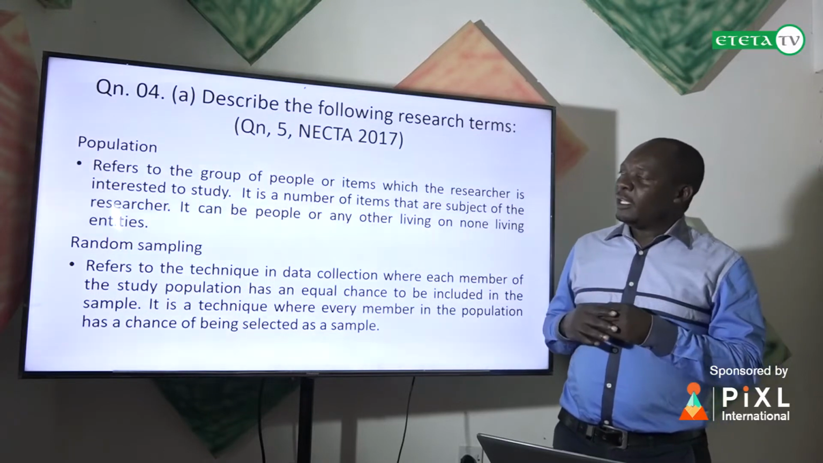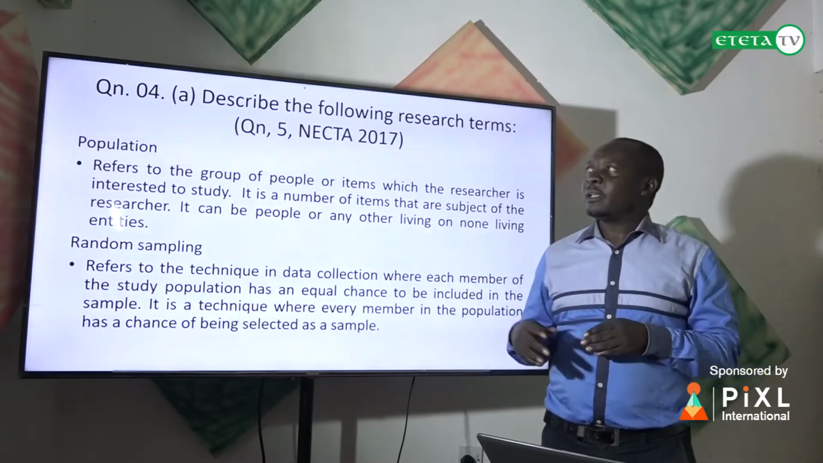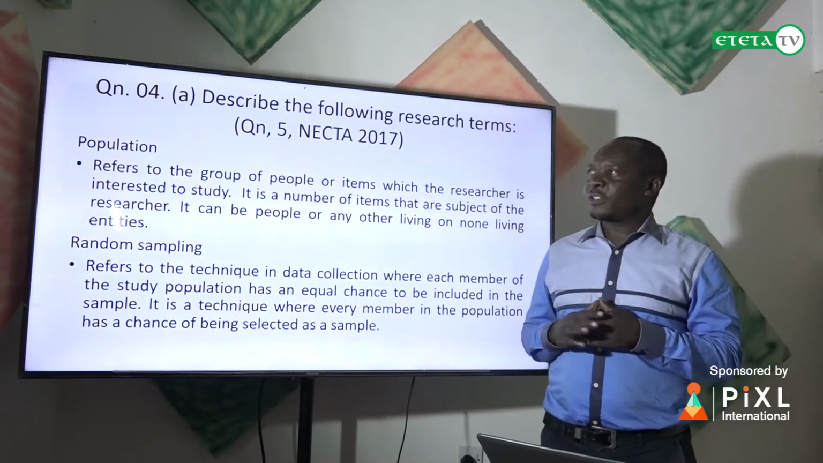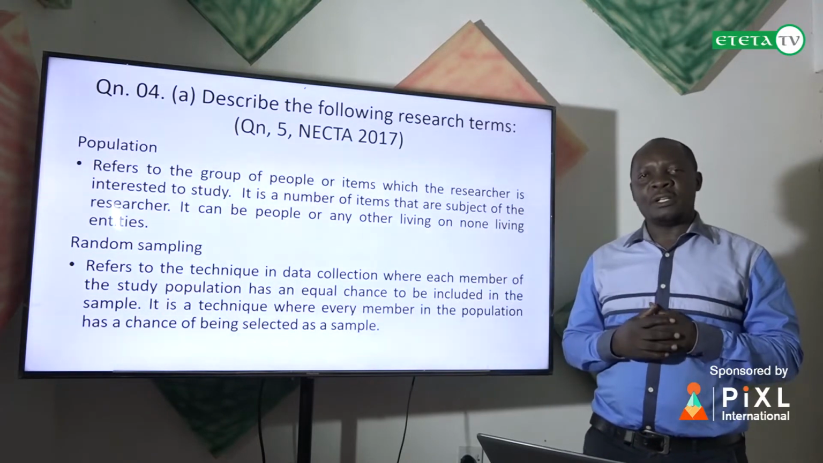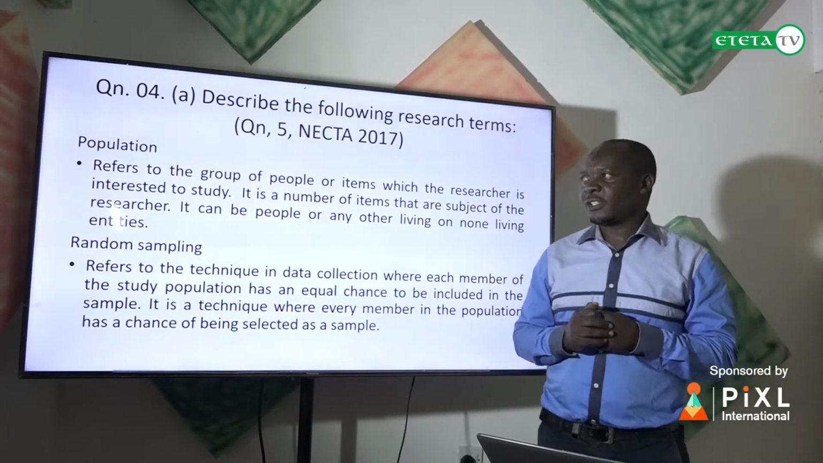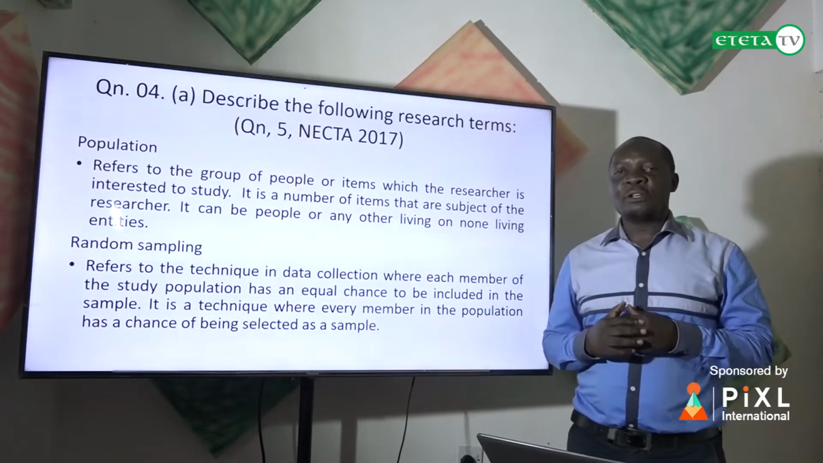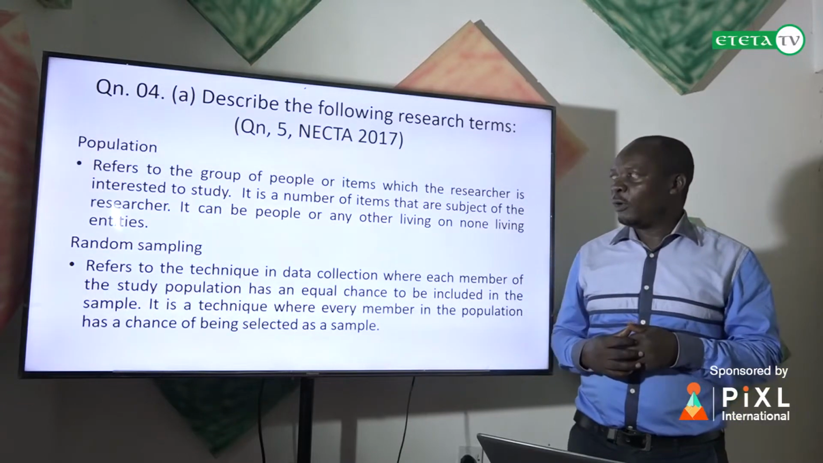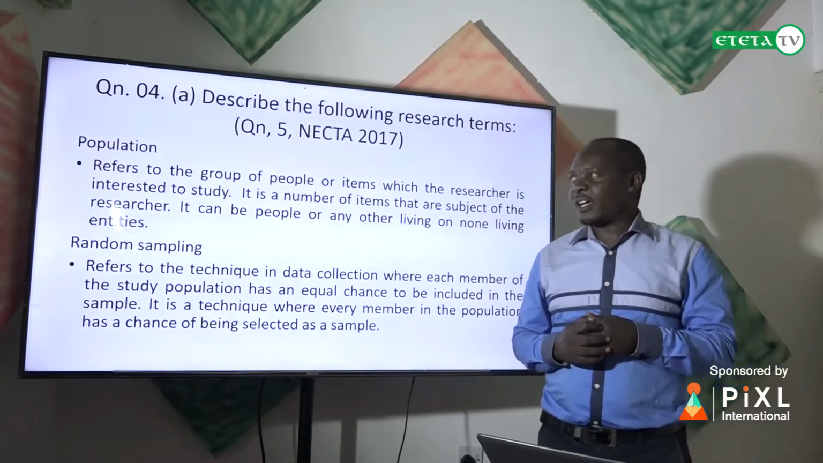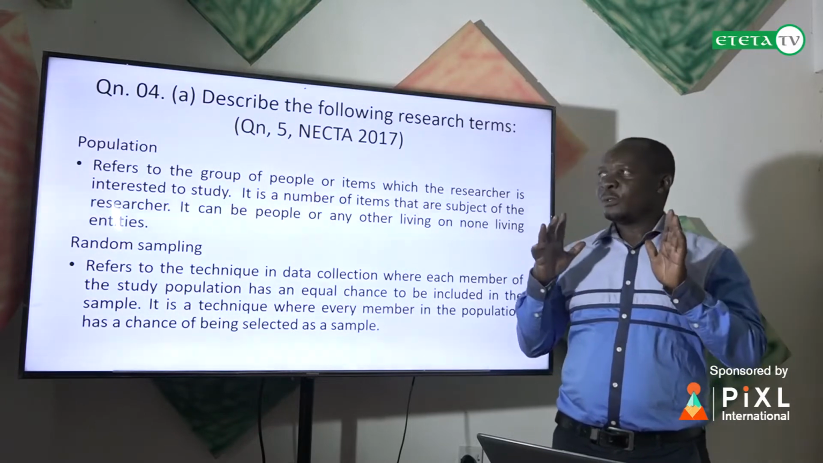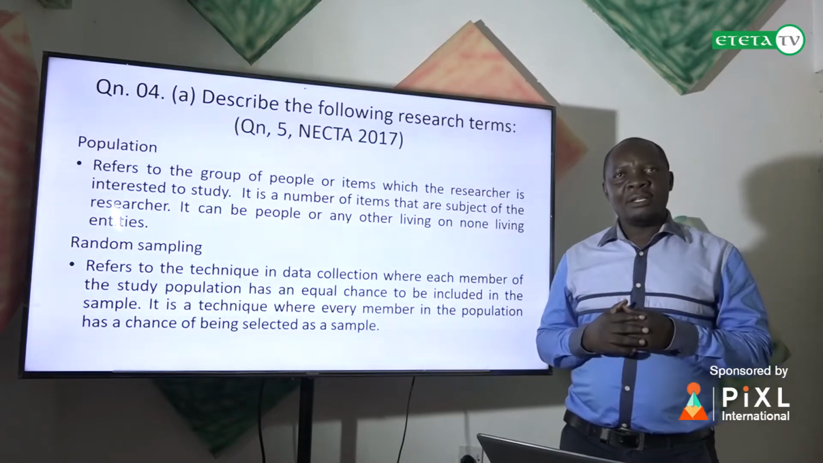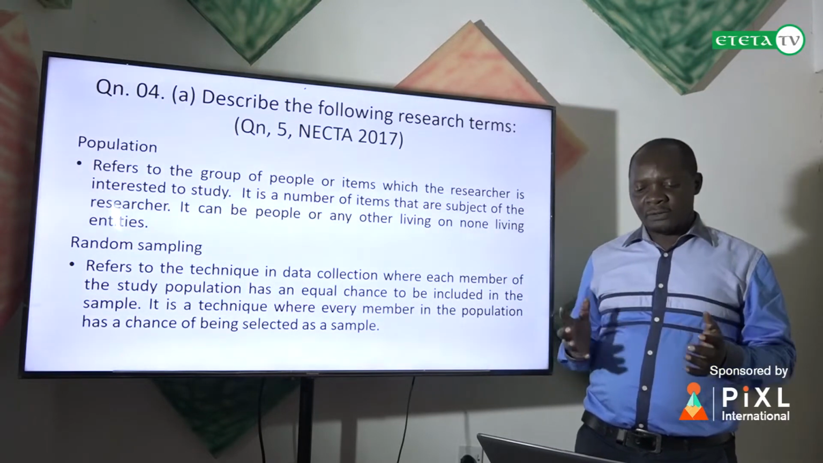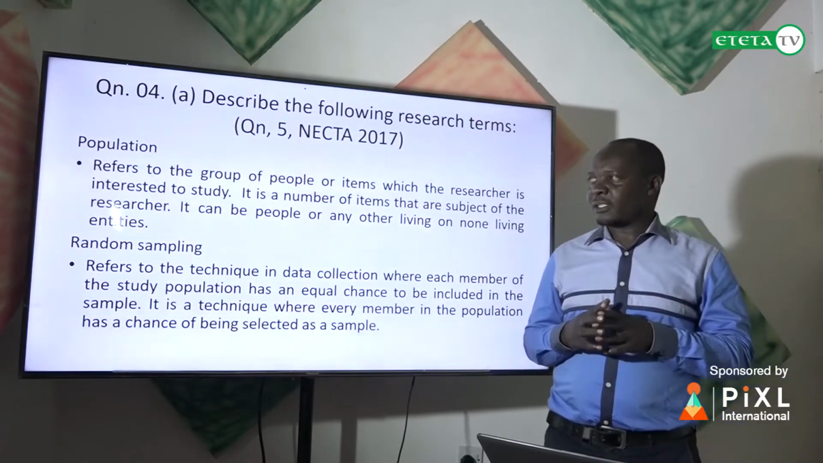Part A, you are told to describe the following research terms. Number one, we have population. What is population in research? Basically, population refers to the group of people or items which the researcher is interested to study. The group of items or people that the researcher is interested to study, that is population.